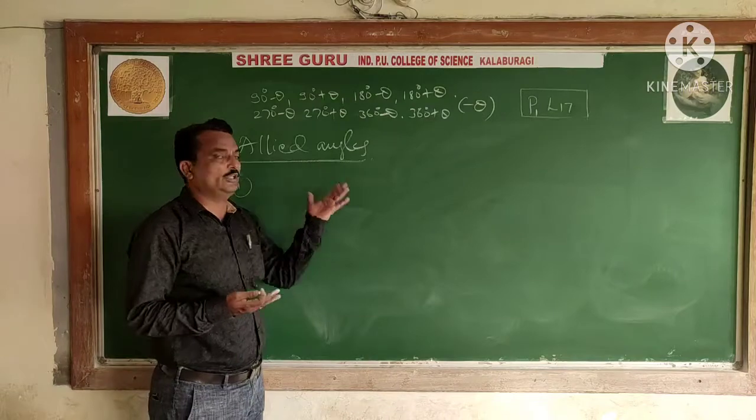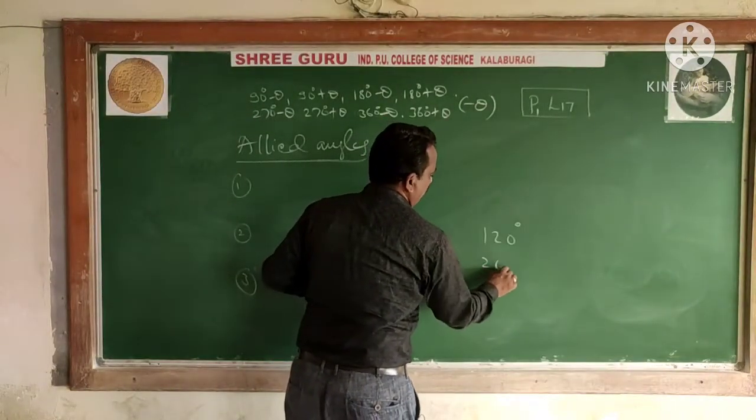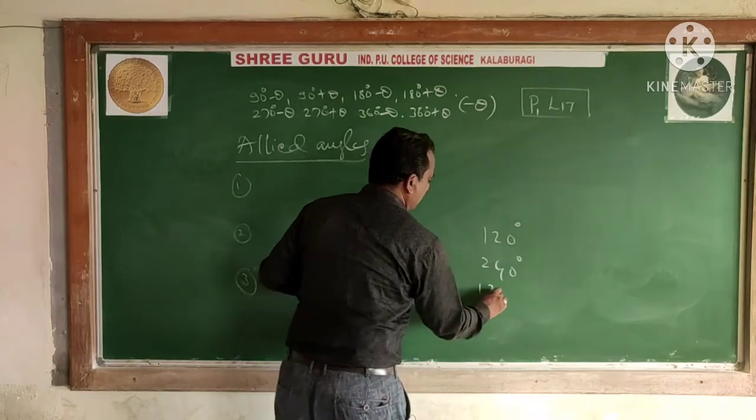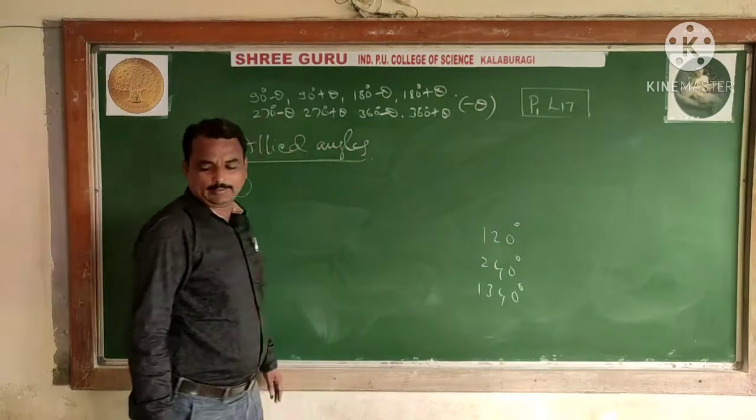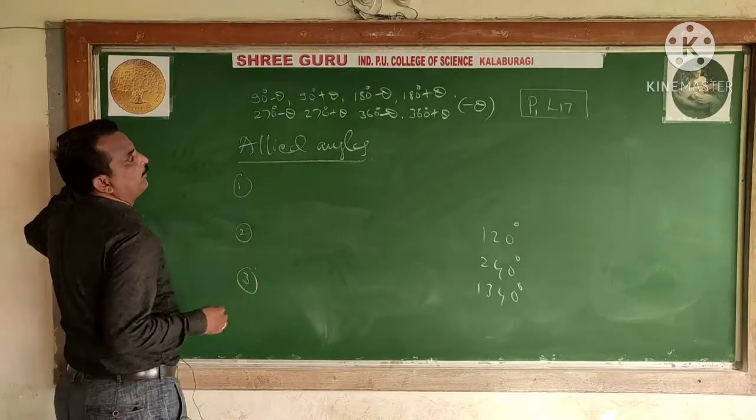Why do you have to use these allied angles? You know, for the calculation of such angles, like 120 or 140 degrees, and 30 and 40 degrees, whatever angles we have calculated here. So, the three important points here.